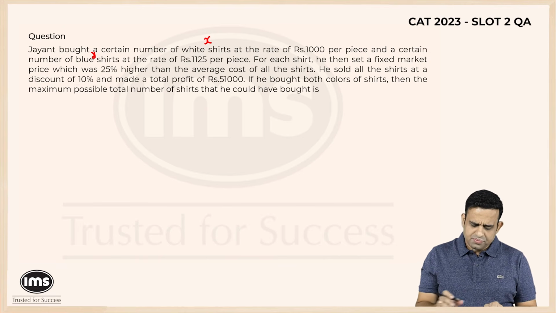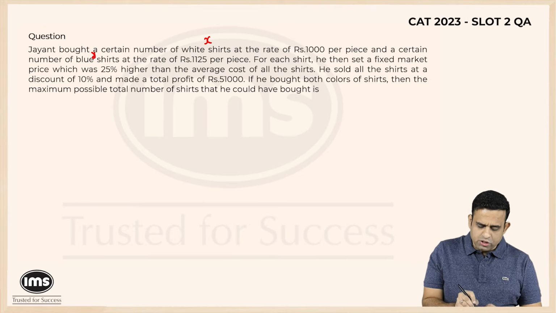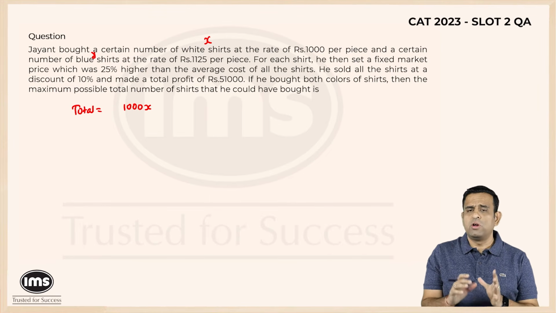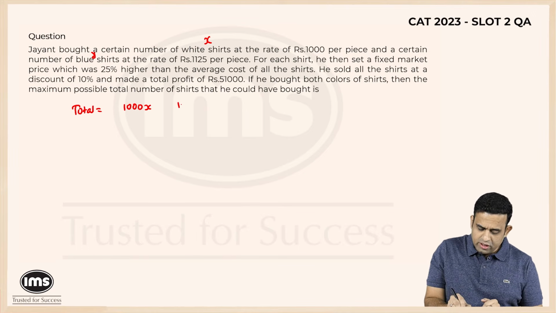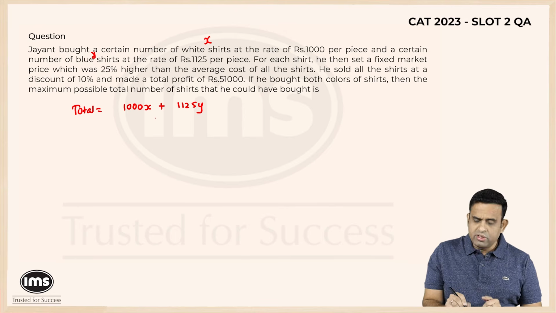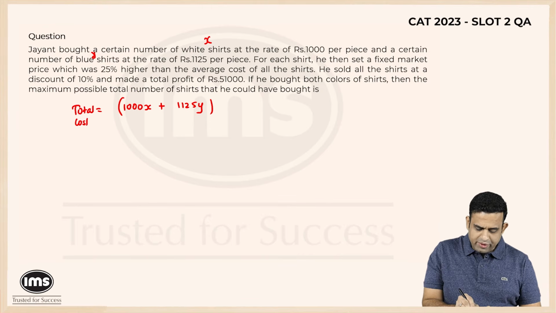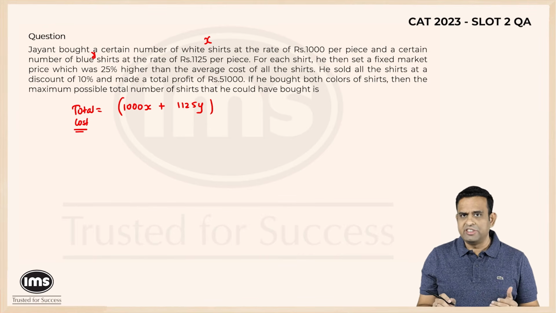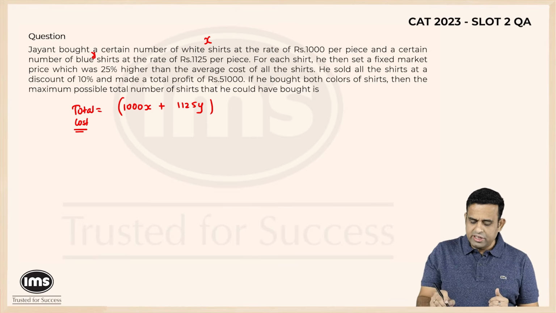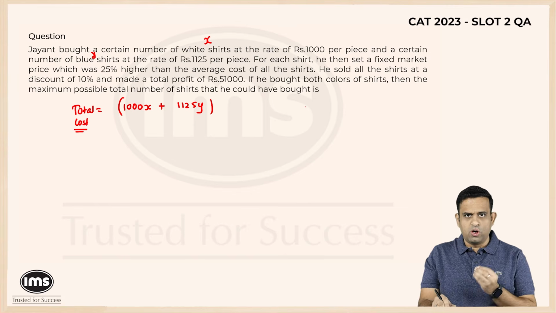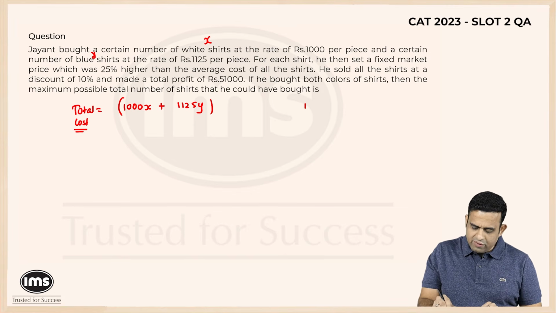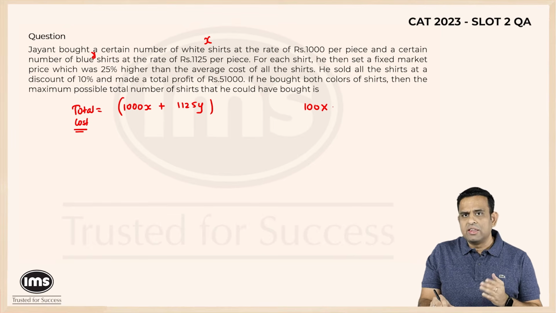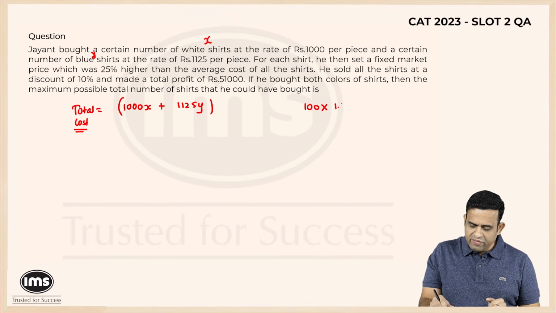So in this particular scenario, first of all, if I look at the total cost, it will be nothing but 1000 is the price of one white shirt, so 1000 times X, and the total cost of, let's say, the blue shirts would be nothing but 1125Y. So 1000X plus 1125Y becomes nothing but my total cost. Now what is happening? Obviously, if you look at the price which has been set, it is 25% higher. So understand, whatever the total cost, or you can say average cost, you are increasing it by 25%. That basically becomes 1.25 times.